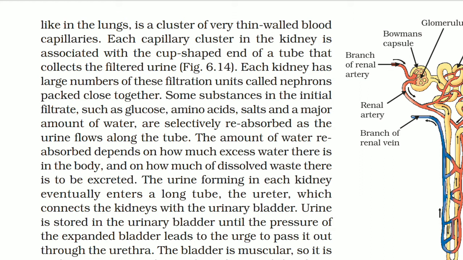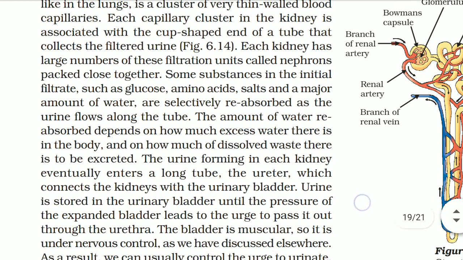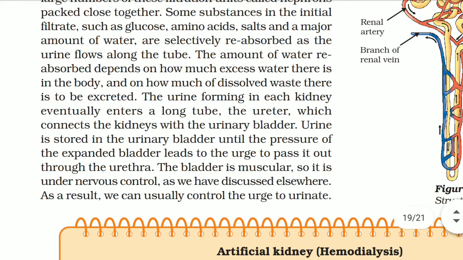So the urine forming in each kidney eventually enters a long tube, the ureter, which connects the kidney with the urinary bladder. Urine is stored in the urinary bladder until the pressure of the expanded bladder leads to the urge to pass it through the urethra. The bladder is muscular, so it is under nervous control, as we have discussed elsewhere. As a result, we can usually control the urge to urinate.